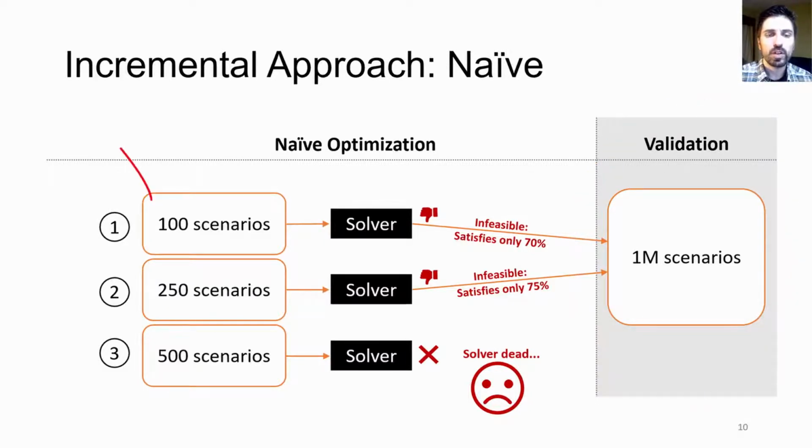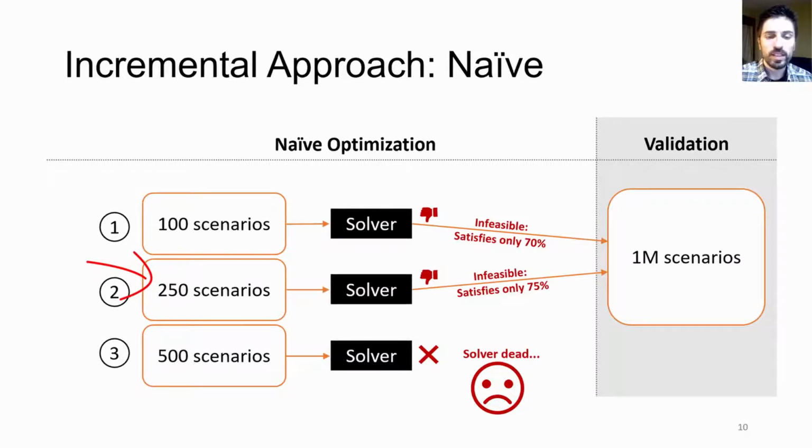This algorithm starts with some small number of scenarios m, solves the corresponding DILP and checks feasibility on the validation set. If the solution is infeasible, for instance it only satisfies 70% of the validation scenarios, the algorithm increases m and tries again. The advantage of this approach is that we have a chance to keep the number of scenarios used in the optimization phase low.